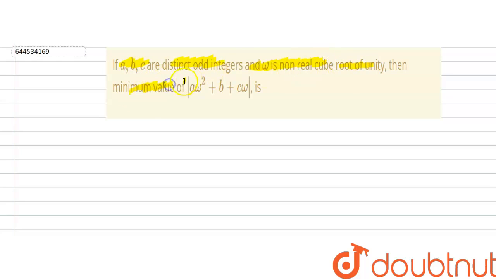If a, b, c are distinct odd integers and omega is a non-real cube root of unity, then the minimum value of mod of a omega square plus b plus c omega is equal to. So we start this question by writing.